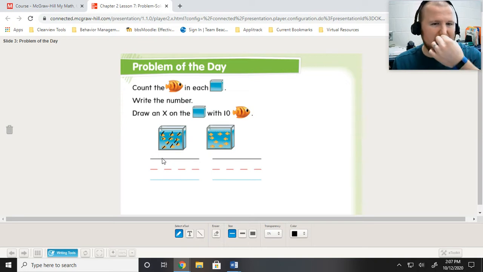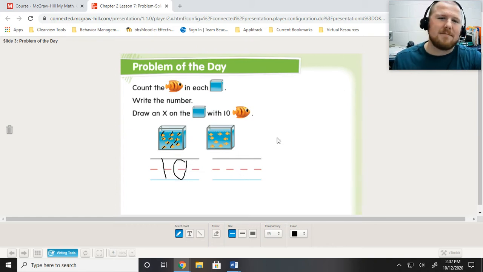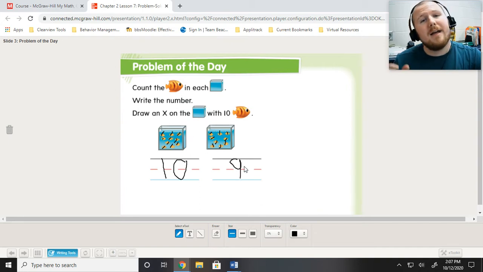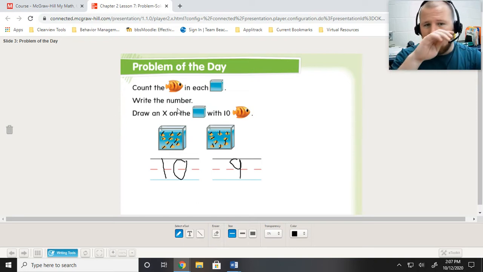So 10, as you learned yesterday, is make a stick and then a ball. I am number 10. All right. And then we're going to count the next tank. 1, 2, 3, 4, 5, 6, 7, 8, 9. The 9 is make a circle, then a line. I am number 9. So we wrote the number, and then it says draw an X on the tank with 10 fish. And as you can see, we know which one has 10, so I'm going to draw an X on it. Good. All right.